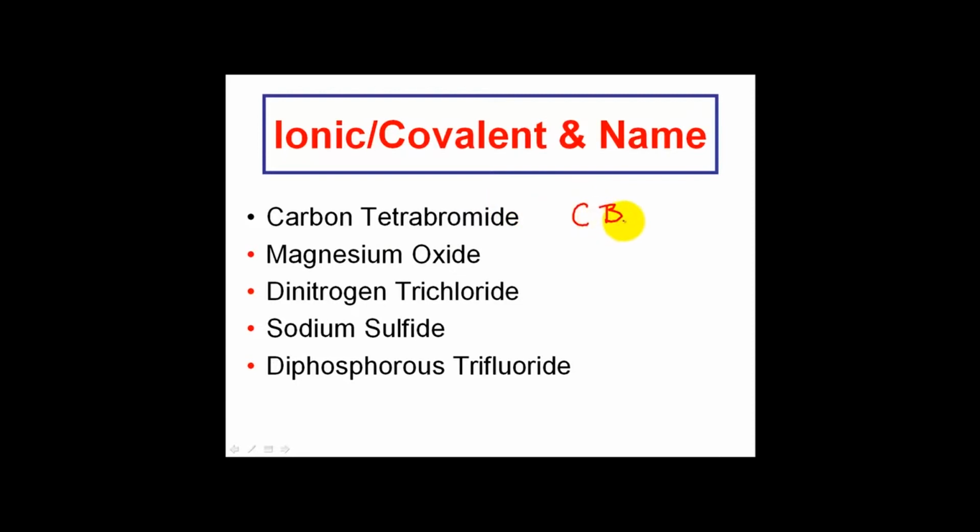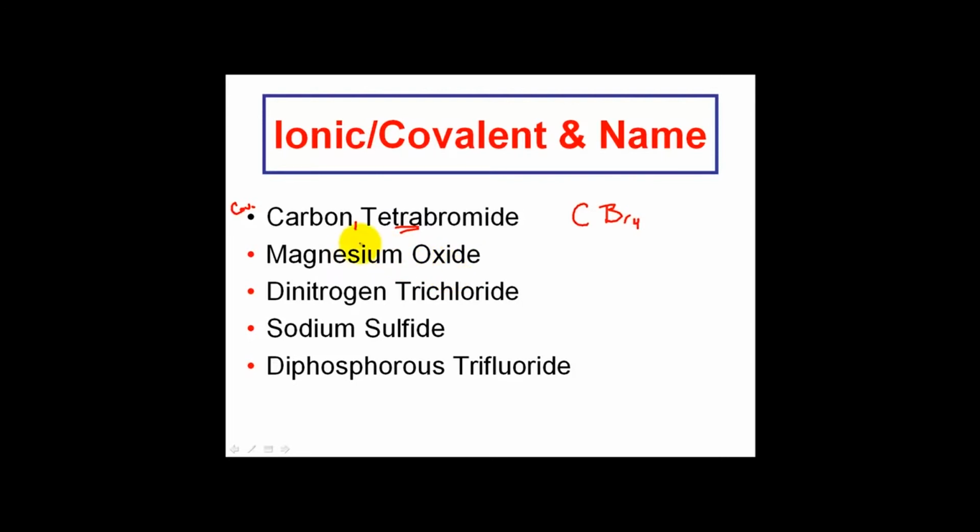Carbon and bromine are both non-metals, therefore this is a covalent compound. So it's going to be covalent. I'm just going to leave it as COV, covalent. Carbon, I have no prefix, that means I have a 1 after carbon. And tetra is the prefix for 4, CBr4.